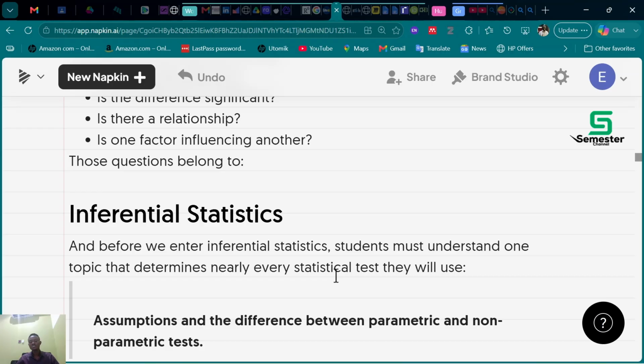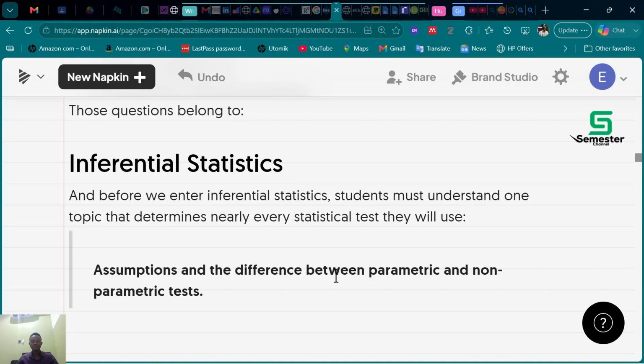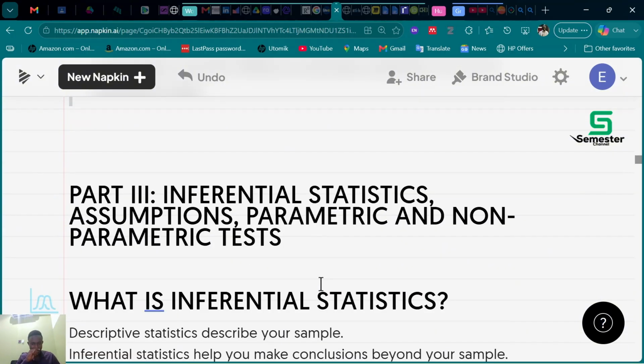But before we enter into inferential statistics, you have to understand that for every statistical test, you have to get the assumptions and then know whether it is parametric or non-parametric. When you determine it is parametric, you have to know that your data clearly satisfies the assumptions of that particular test before you apply it to your study. Else you will get data all right, but it will not be accurate. It will be misleading data. We move on to the inferential statistics.